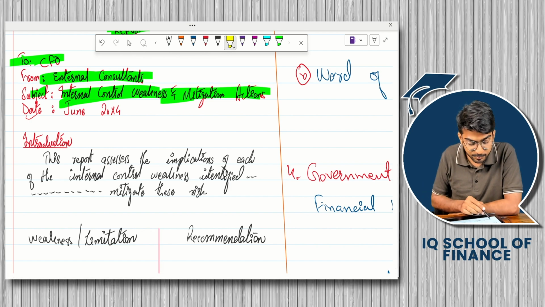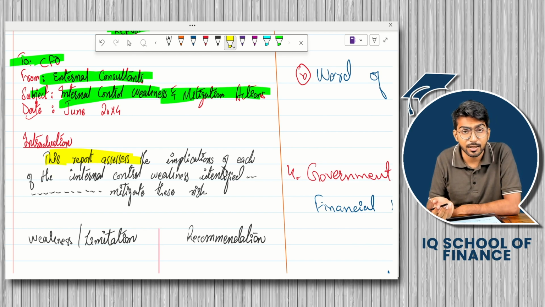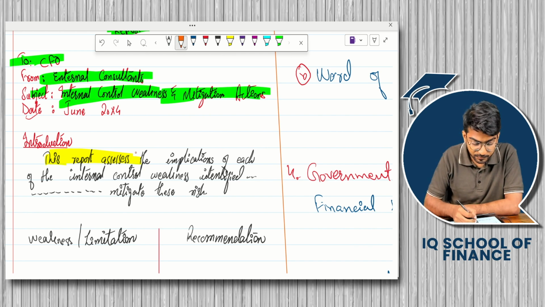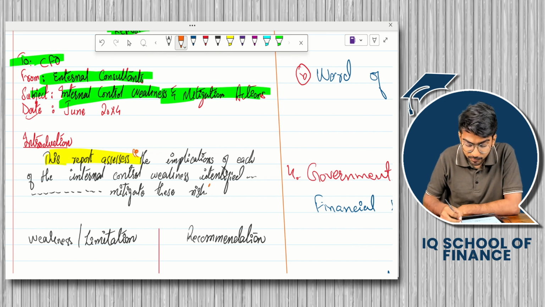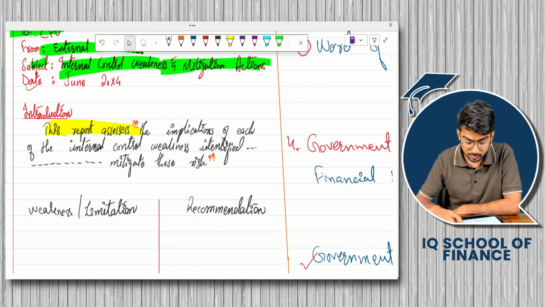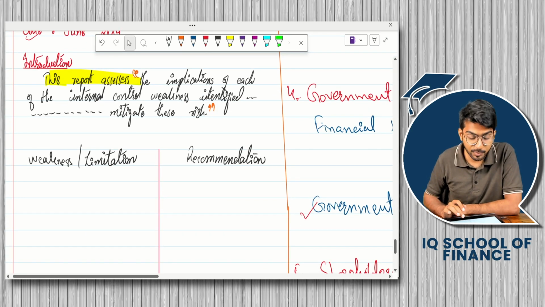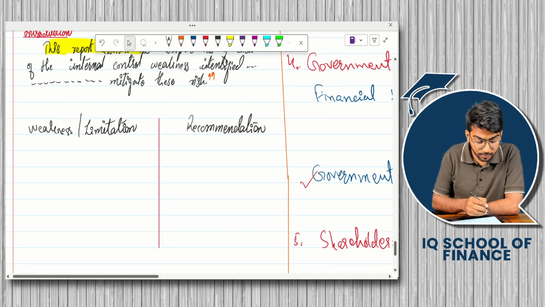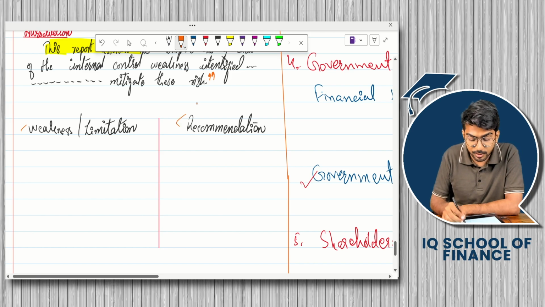Introduction is a very simple thing. This report assesses, and that is also coming from the requirement, because we were asked to do the assessment, right? And from here to here, it is all from the requirement. We will copy and paste it from the requirement. So done with the introduction part. Now you are required to write the weakness or the limitation and the recommendations.